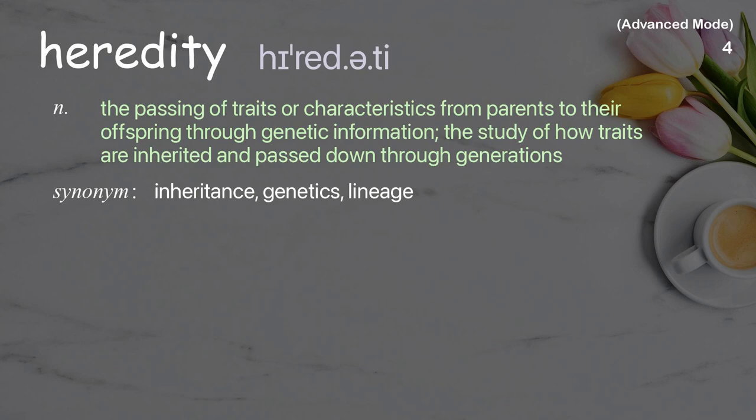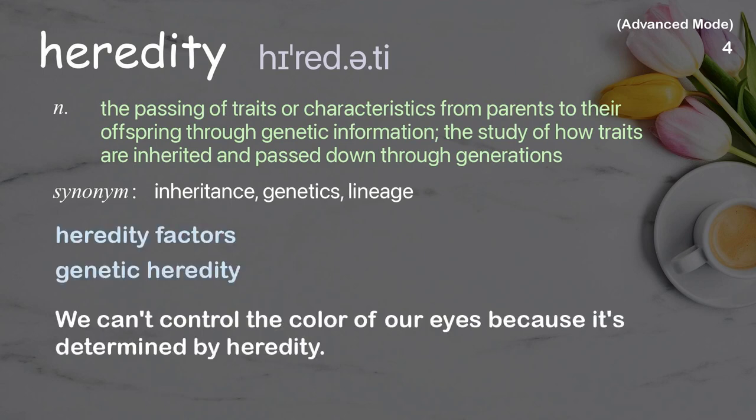Heredity. The passing of traits or characteristics from parents to their offspring through genetic information. The study of how traits are inherited and passed down through generations. Examples: heredity factors, genetic heredity. We can't control the color of our eyes because it's determined by heredity.